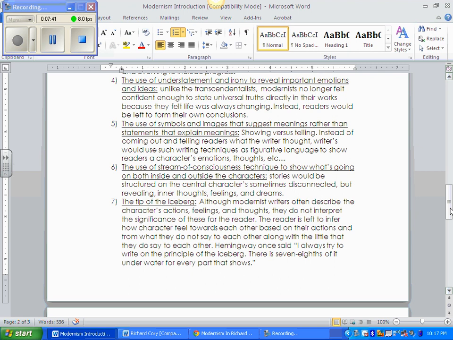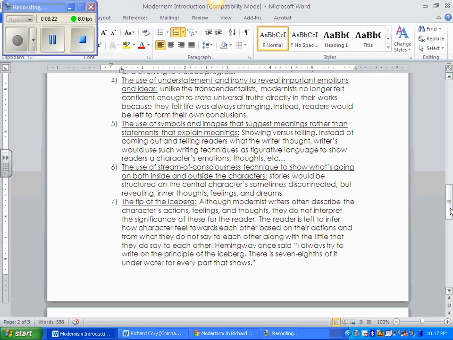Okay? So instead of coming out and telling readers what the writer thought, writers would use such writing techniques as figurative language to show readers a character's emotions, the character's thoughts, etc. Figurative language, those are the things that we talk about in English class. So metaphors, similes, and all of these things are used instead of the author coming out and telling you, oh, he felt sad. Well, they're going to make a metaphor and say that his face could be compared to a dark rain cloud. Okay, so you definitely get the sense that the character was sad. They didn't tell you that, but you could figure it out based on the figurative language that they used.